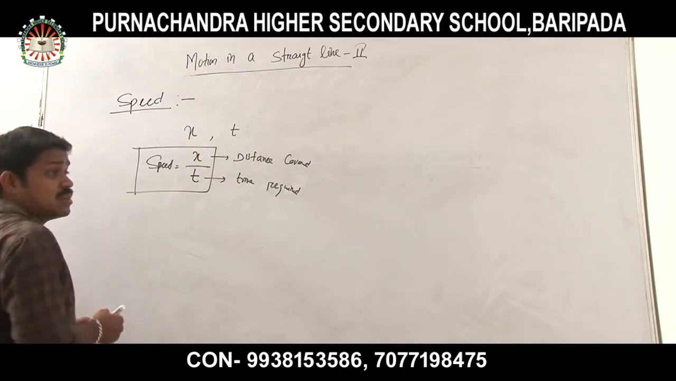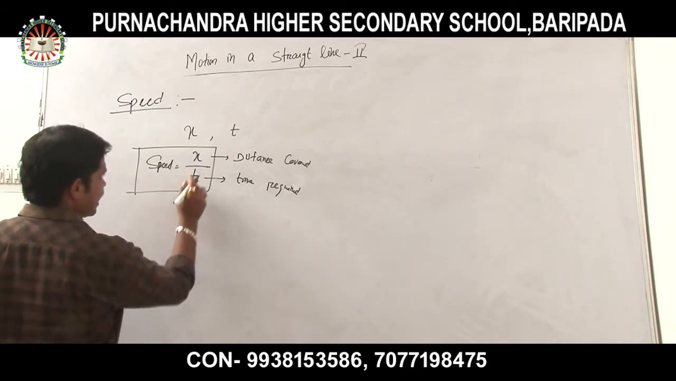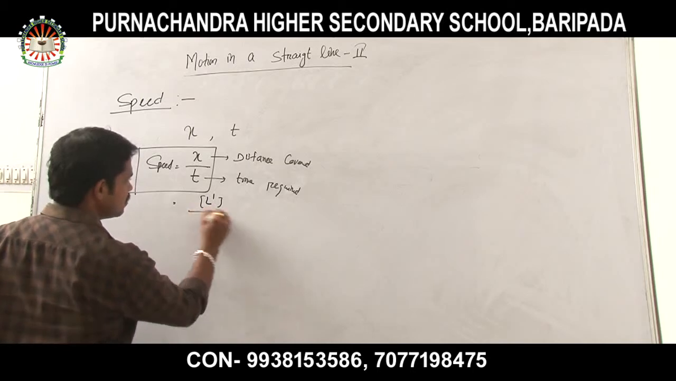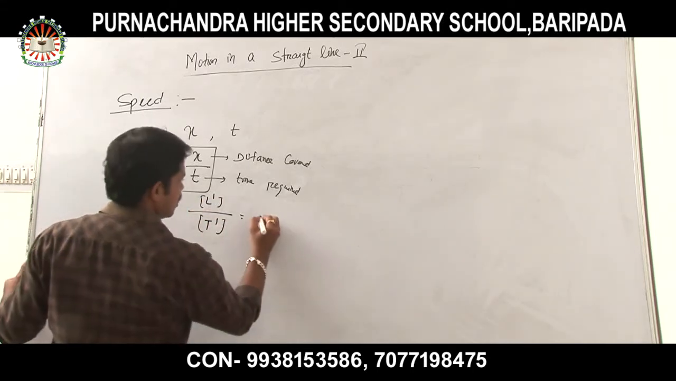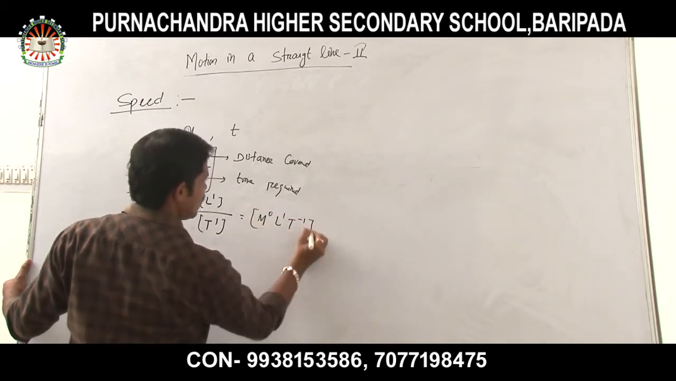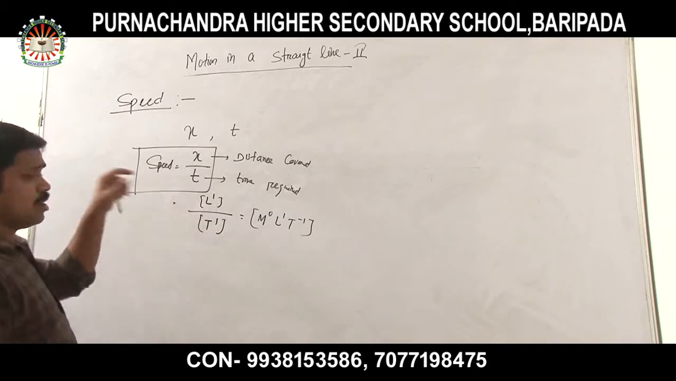So what is the dimensional formula? Very simple. x is the distance covered. That means this is L1. Time, so this is T1. So that means this is M0 L1 T to the power minus 1. Very simple. So this is my dimensional formula of speed.